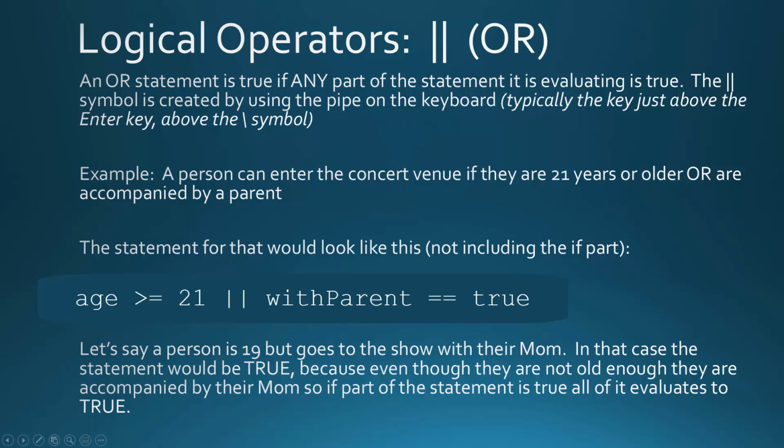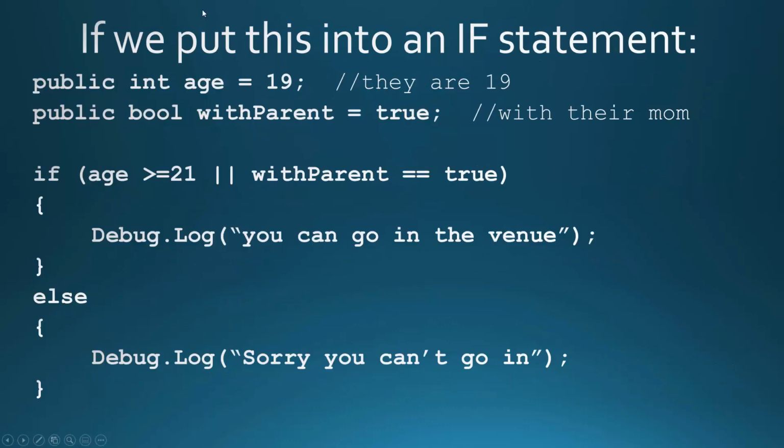So if we want to see that in an if statement, it would look like this. So we've got an integer age, let's say it's 19. I have a Boolean saying if they're with their parent or not, and it's set to true. Let's say they're going there with their mom. So if age is greater than or equal to 21, or with parent is true, then it'll say you can go into the venue. And since it's 19, that's not true, but this is true. This whole thing then evaluates to true. So it would do the first part. It would not do the second part. So for this to fail, both parts would need to be false. So they would need to not be with a parent and younger than 21.